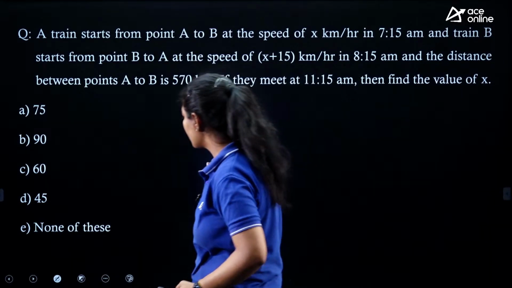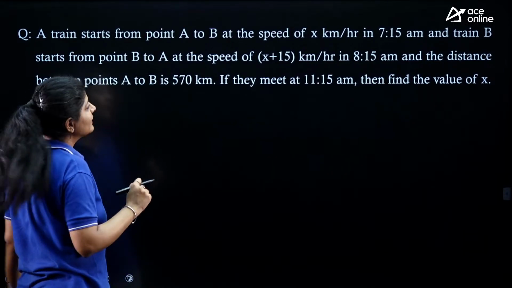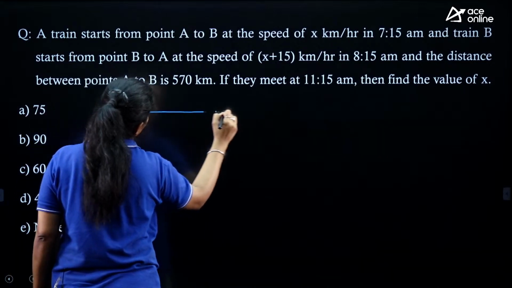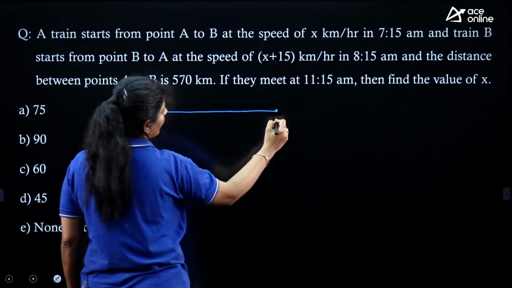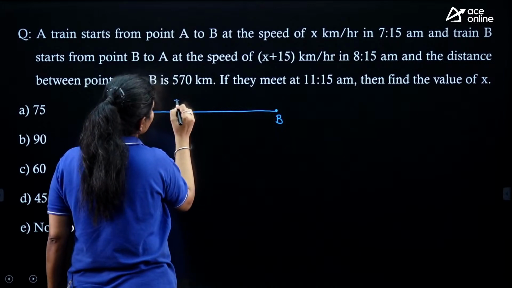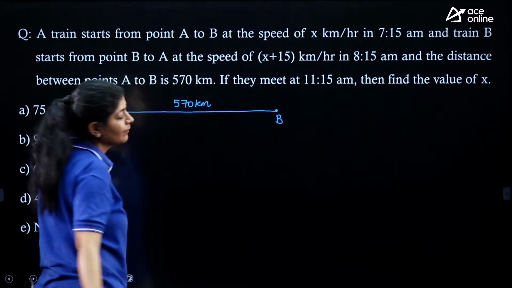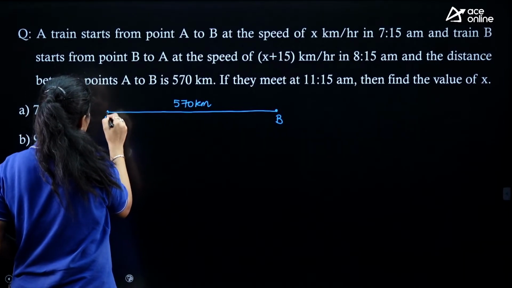Okay. So the question is saying that here we are having 2 points at a distance of 570 kilometers. This is my point A and this is my point B, right? And the distance between them is of 570 kilometers. From point A, train A is running.